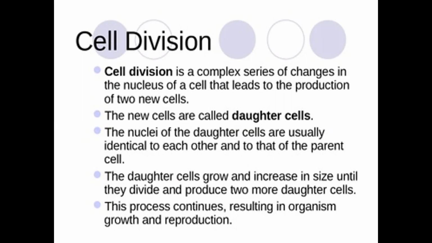So cell division is a very complex series of changes that occurs in a cell, in the nucleus of a cell, and that leads to the production of two new cells. The new cells, which actually emerge from the previous cell, are called the daughter cells, and here the nuclei of the daughter cells are usually identical to that of the parent cell. Okay, this is the typical scenario. And the daughter cells grow and increase in size until they divide and produce two more daughter cells. So this process continues, and as a result, growth occurs and reproduction takes place.